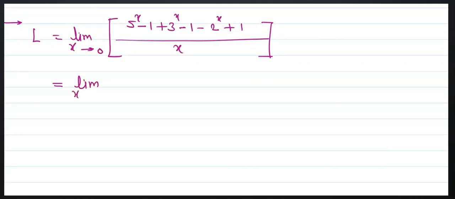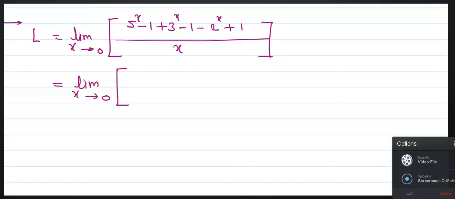But we require the standard form, which is a raised to x minus 1 upon x. The answer is log of a. In the same manner, here is log of 5, log of 3, and take the minus sign as common. Then you will get 2 raised to x minus 1. That is log of 2.